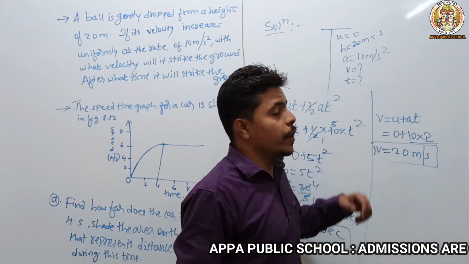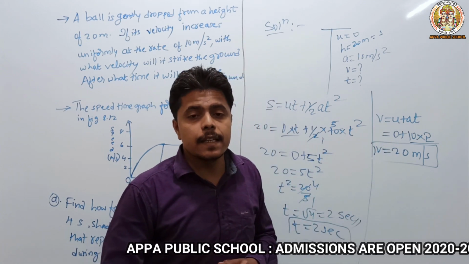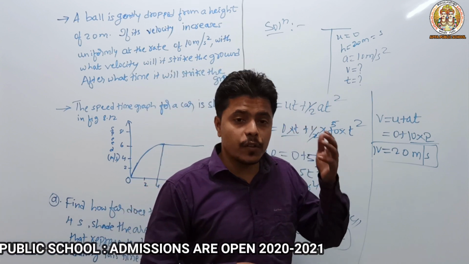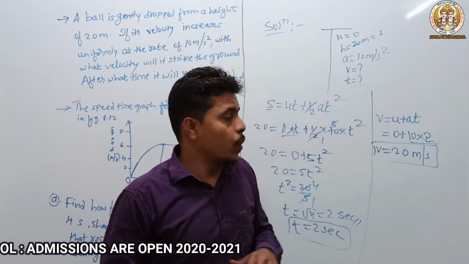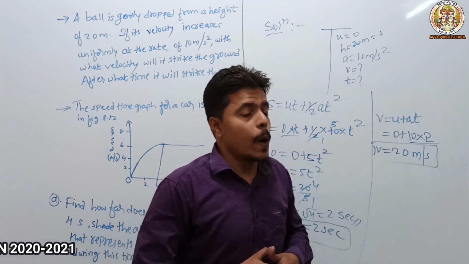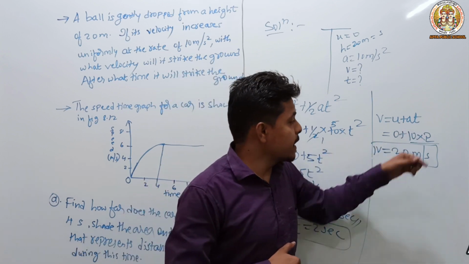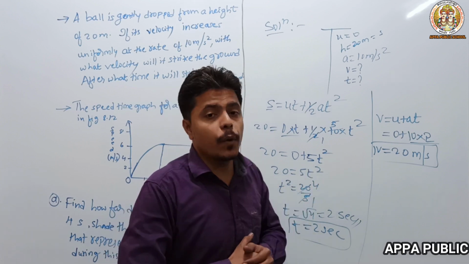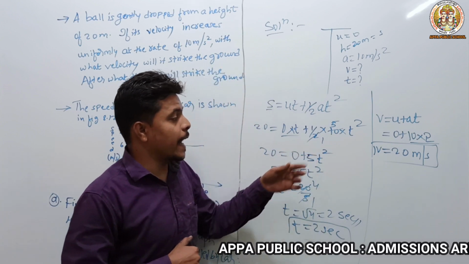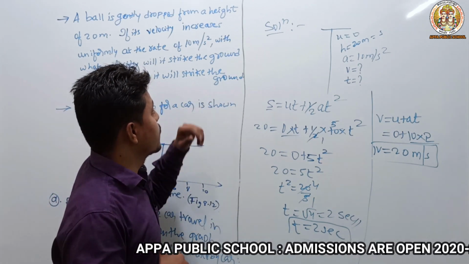Okay, so now v is equal to u plus at. This is to find the final velocity of the ball, with what velocity it is going to fall on the ground. So v is equal to u plus at. u is nothing but 0, a is nothing but 10, time is nothing but 2. So final velocity is equal to 20 meter per second. So we have found both time and final velocity from this problem.